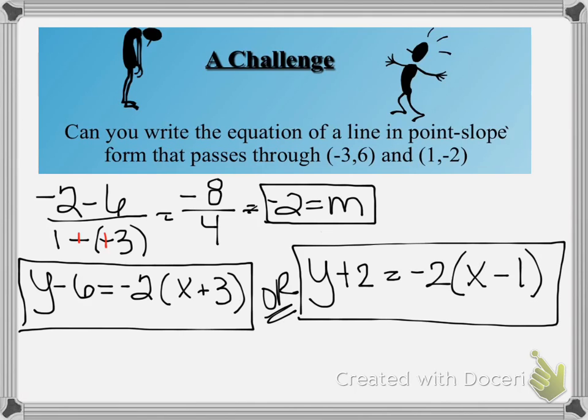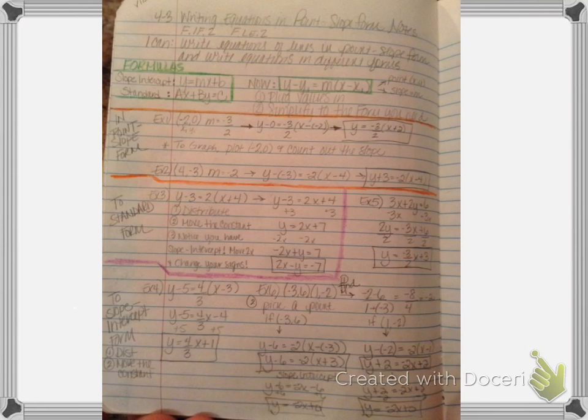Okay, so that's it. Here's a copy of my notes. I separated everything out by color so that I knew which formula I was working with. So in the orange section, I went to point slope form. In the pink section, I went to standard form, and everything else I went to slope-intercept form.